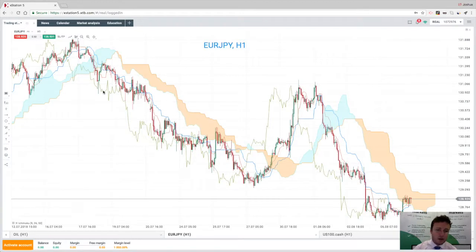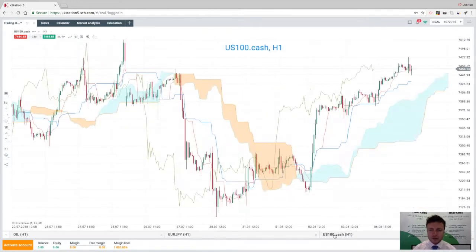Now obviously this isn't a foolproof method. It's not going to be right all the time, and that's why it's also important to utilise risk management and keep stop losses in place. But it can be quite a short and neat way to try and easily identify the trend.